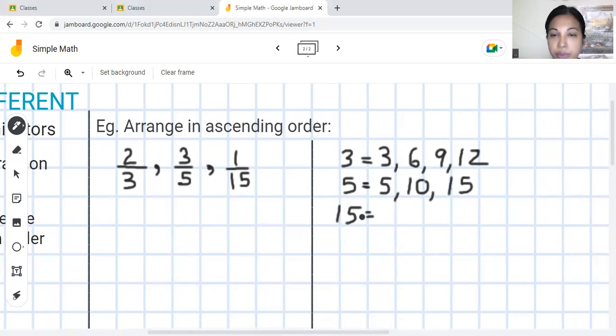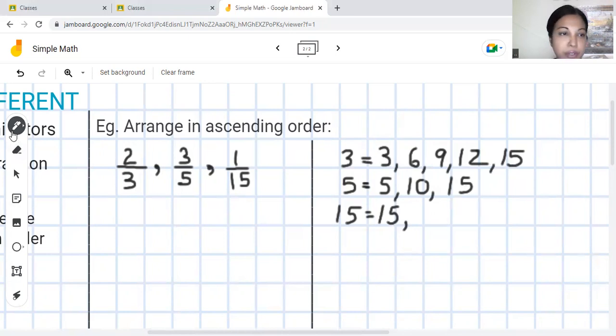15 will be the first multiple of 15. I'll just list the first 2 here because we may not need to go further. And as you can see, I'm already seeing 15 here. And if you know your tables well, you will know that the next multiple for 3 here will also be 15. Right? So I don't need to go any further here because I'm seeing a common multiple.